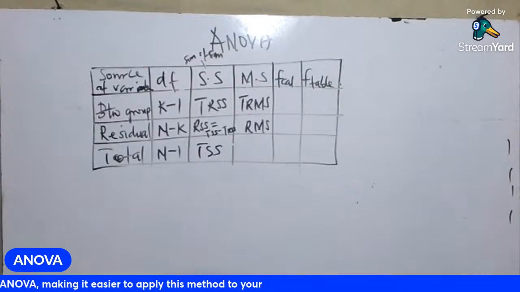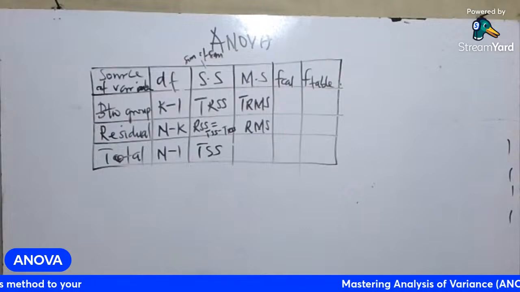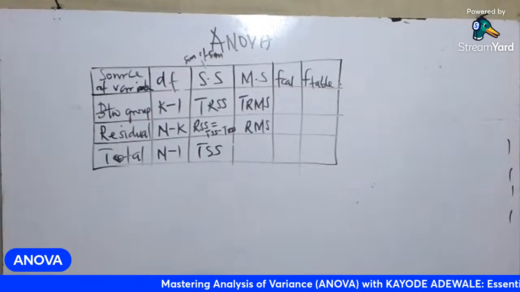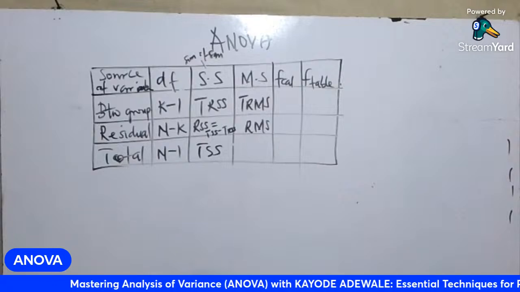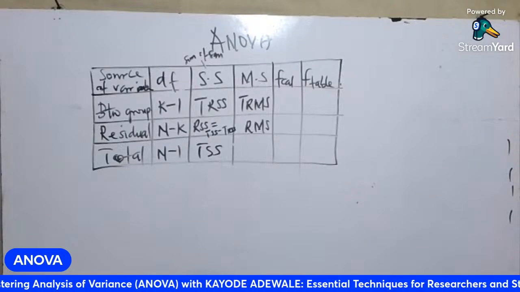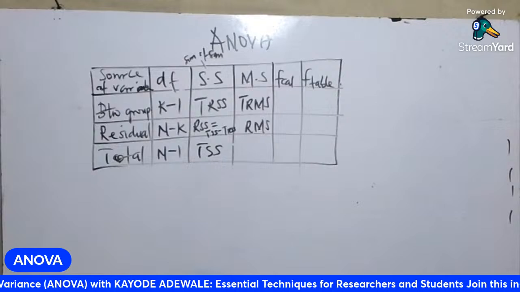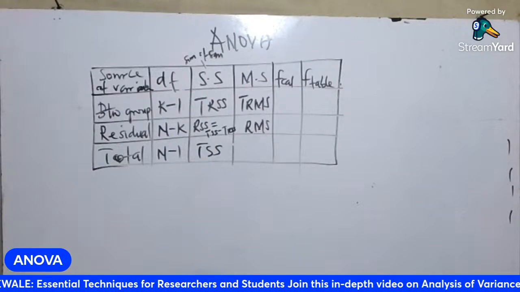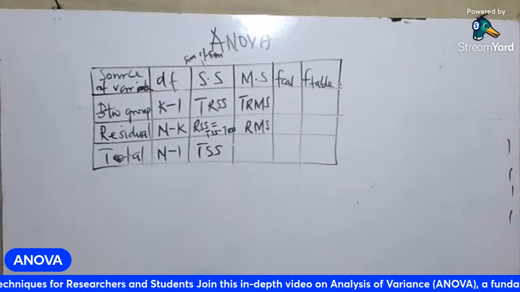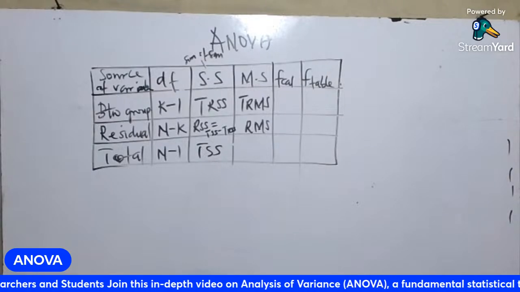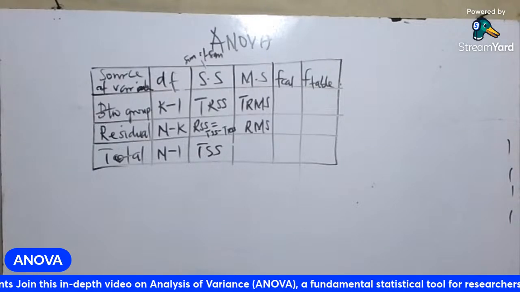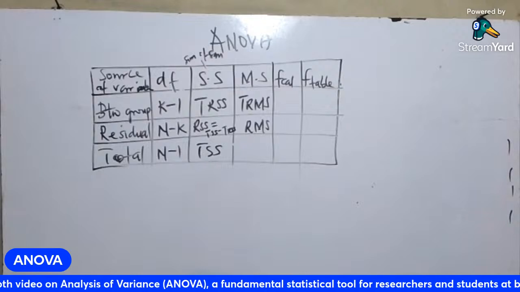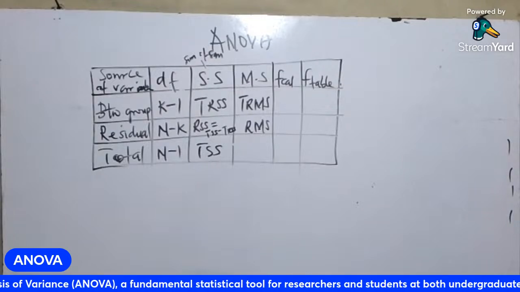What did they mean by TSS? The TSS is total sum of the square. Then you take it away from there. You are seeing what we call TRMS. That is treatment mean square. Then RMS is residual mean square.